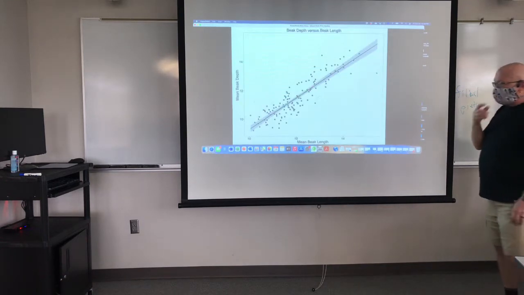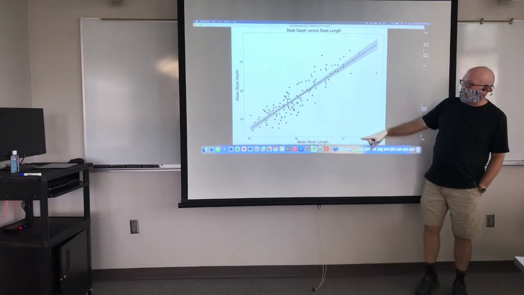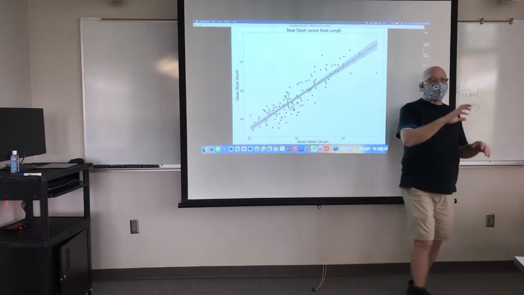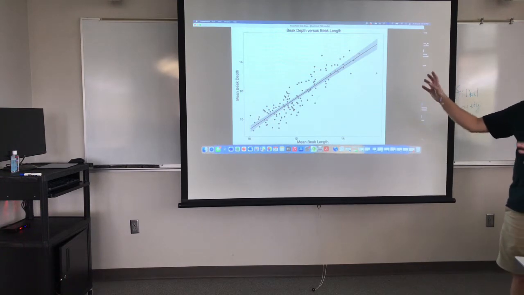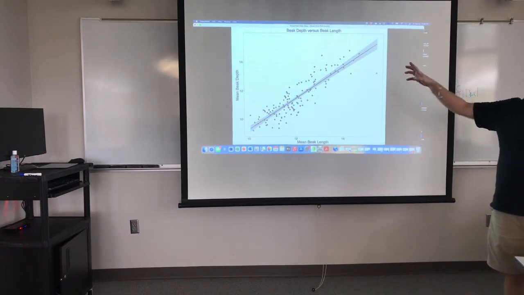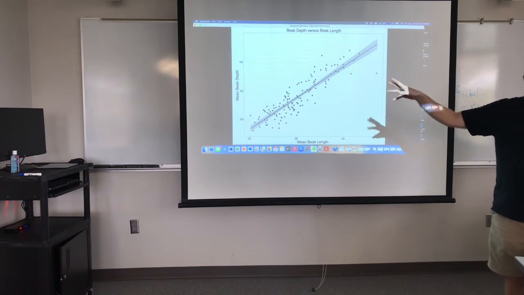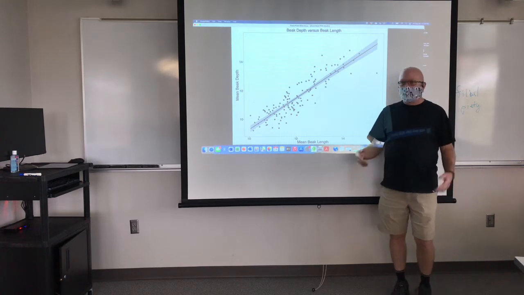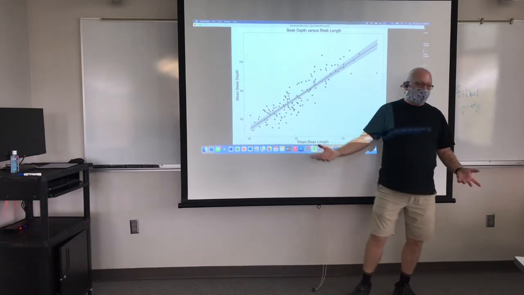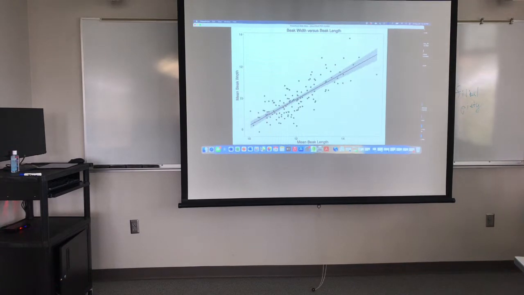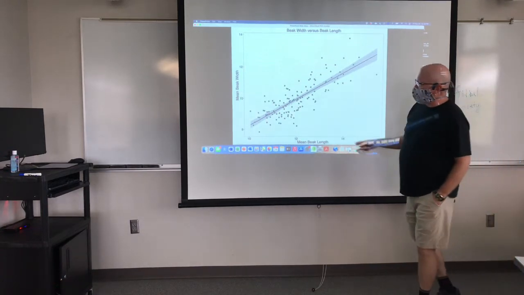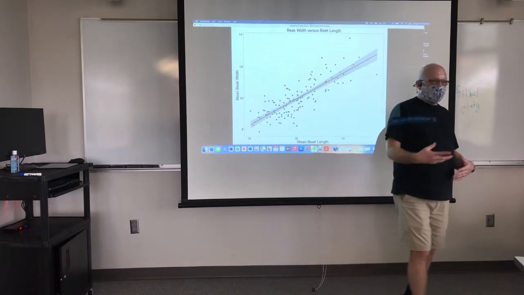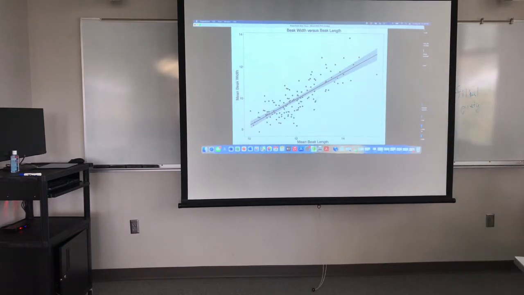So you can measure the length of the beak, and you can measure the depth of the beak, and you shouldn't be surprised that you find that those things are correlated. And these are actually finch beak data from the Galapagos. If you have a longer beak, you're probably a bigger bird, and so you also have a deeper beak as well. In a similar way, if you have a longer beak, you probably have a wider beak also, once again, because you're just simply a bigger bird. So these things are correlated with one another, but they're also probably correlated with the size of the individual as well.